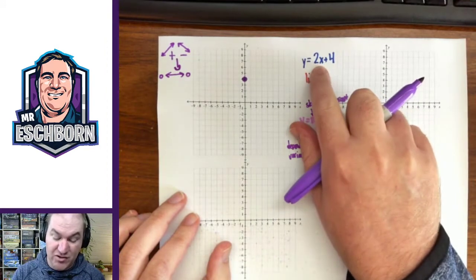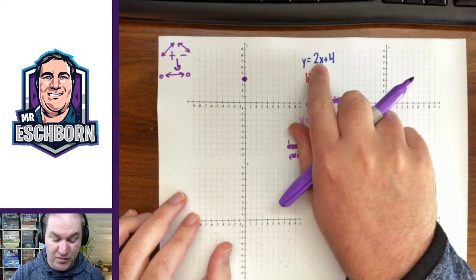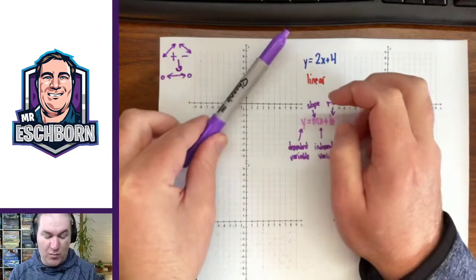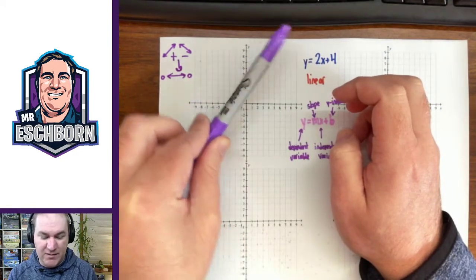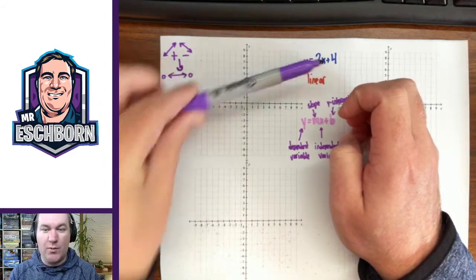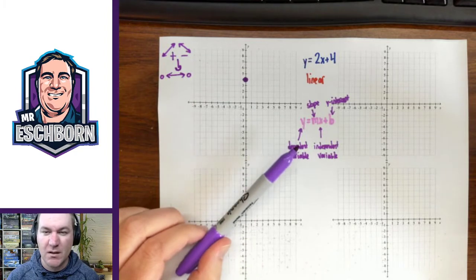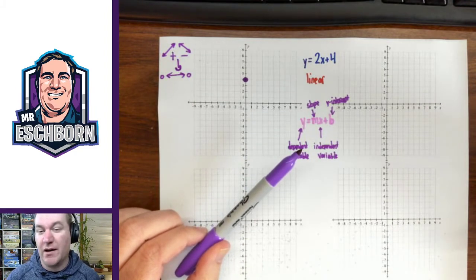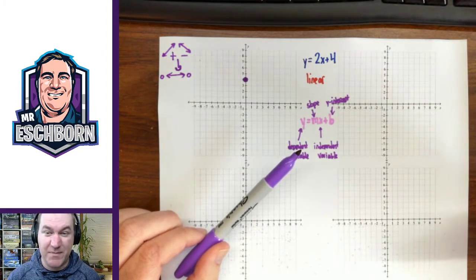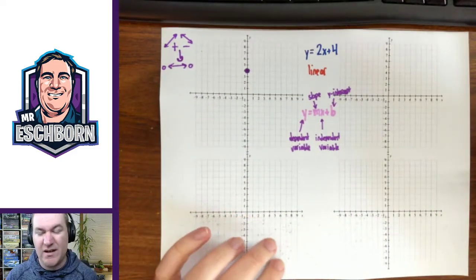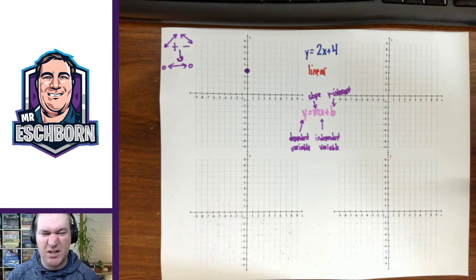So this number is 2, and it's positive. So that means our graph, when we're done, is going to go in that direction. It might be like this, it might be like this, but we know it's going to go from left to right, it's going to go uphill. The other thing that number tells us is its steepness. So a slope of 2 tells us that it's going to be kind of steep.